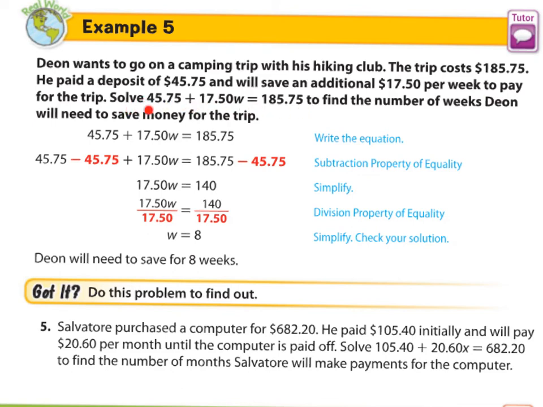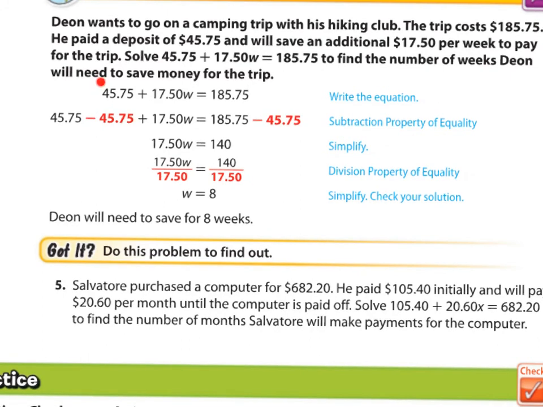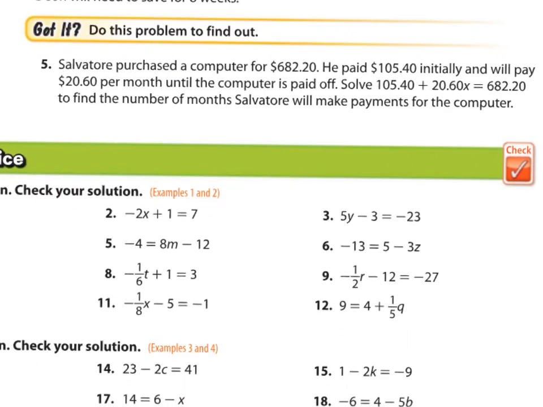So look, they're giving us the equation. The total is $175, as they told us. He's already paid a deposit, and now he has to save $17.50 per week. They're probably going to ask us how many weeks he will have to save $17.50. So we're using this equation to find the number of weeks Dion will need to save money for the trip. And there we go. You've seen this done already multiple times today, so we can jump ahead. Of course, you can pause the video and read through this on your own, but for the sake of keeping the video shorter, I will jump ahead to 5.